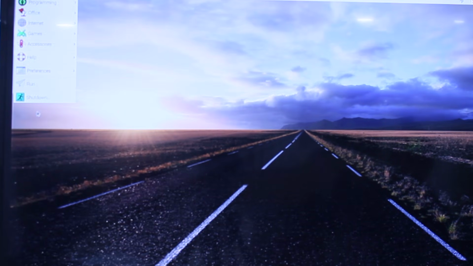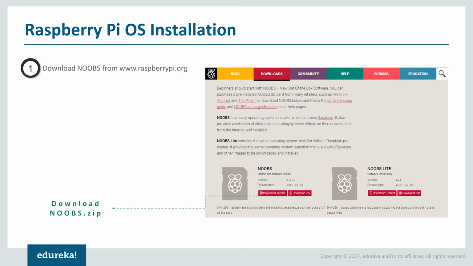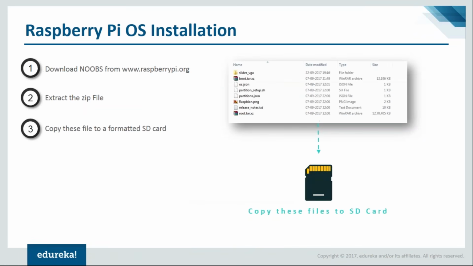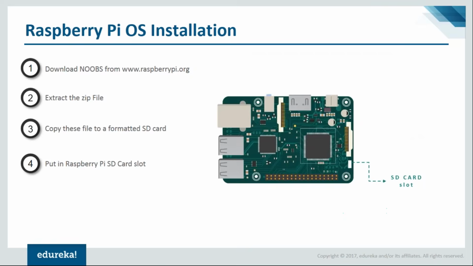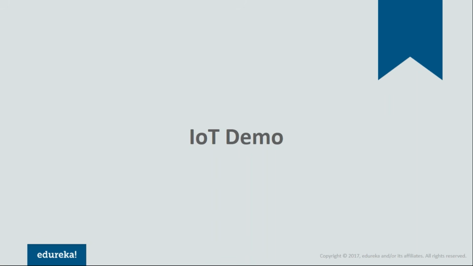Let me go back to my slide and summarize the installation process again. If you see here, we started by downloading the NOOBS folder and then we went on to extract the folder and copy it into the SD card. Make sure the SD card is empty as well. Once you're done with this, insert it into the SD card slot, and then we have completed the installation process.